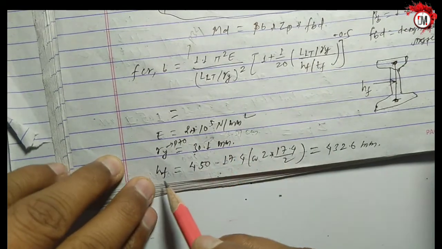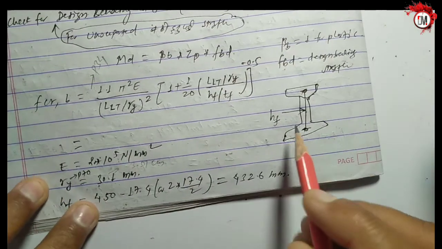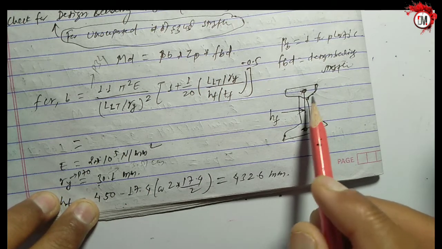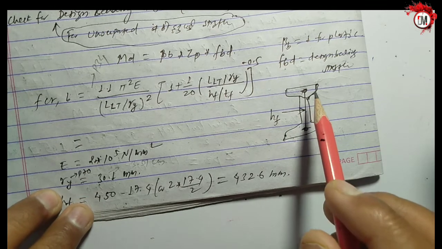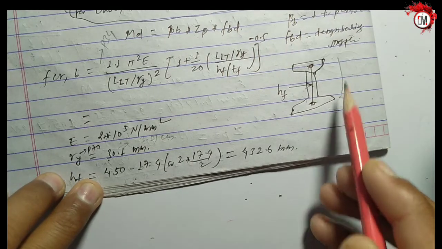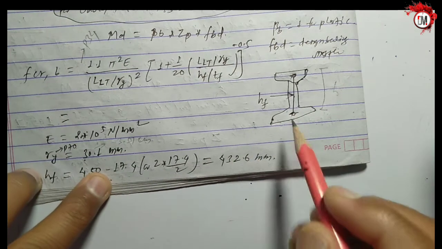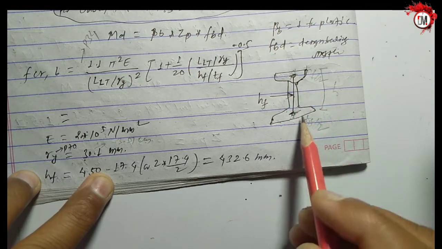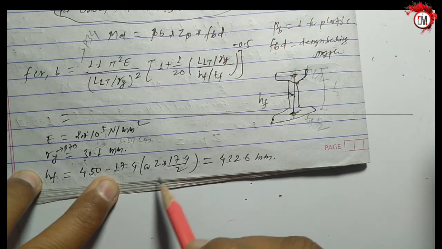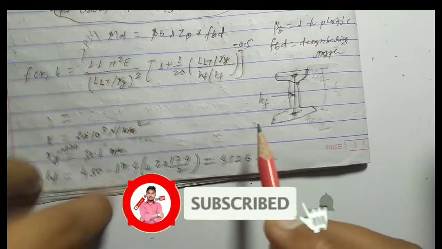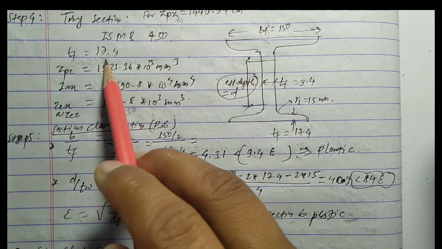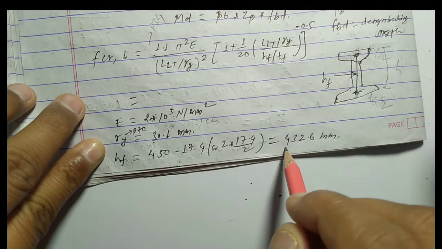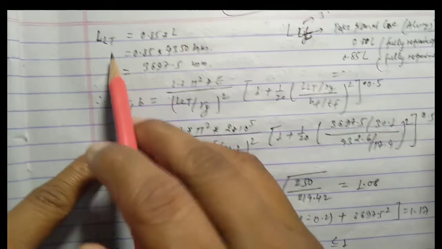After this we will calculate the value of h_f. h_f is the distance between the center to center of the two flanges. The total height will be 450, and this will be t_f by 2 and this also will be t_f by 2. So basically minus 2 times t_f by 2, the 2 will cancel, and the value will be t_f, which we already noted, that is 17.4. So h_f will be 432.6. Now we have to go for the calculation of L_LT.